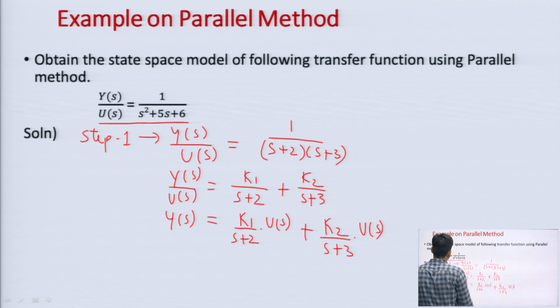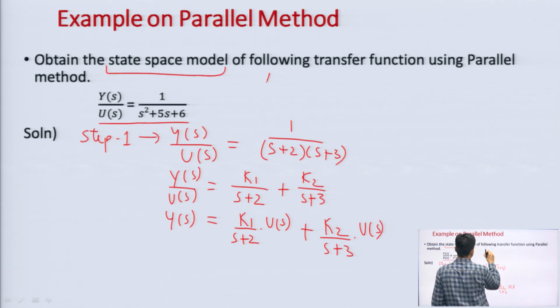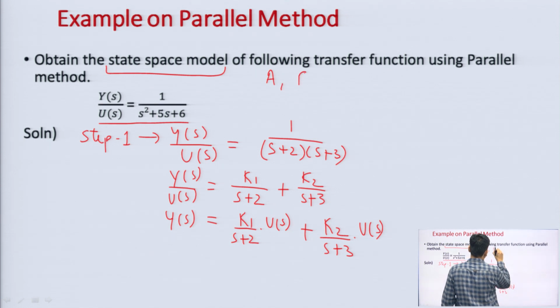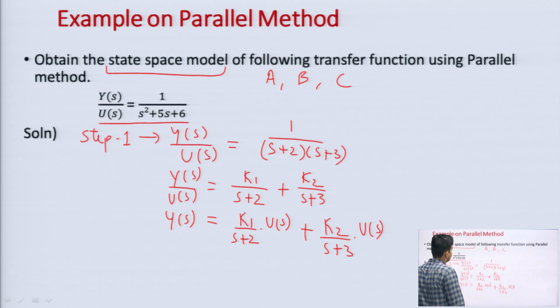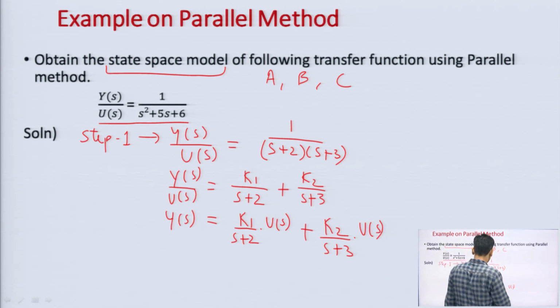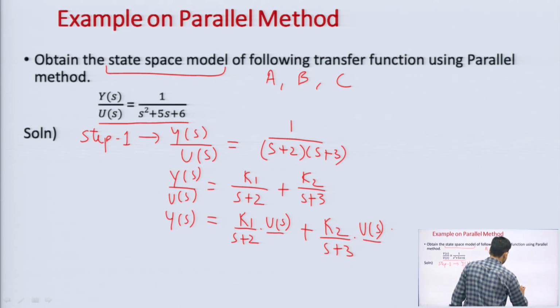What do we need to obtain? We need to obtain the state space model. It means we need to calculate the A matrix, B matrix, and C matrix, where A is the state matrix, B is the input matrix, and C is the output matrix. We discussed all this in the last lecture. Here you can see that an expression of U(s) is coming in each term. It means this equation is going to give us the B matrix.